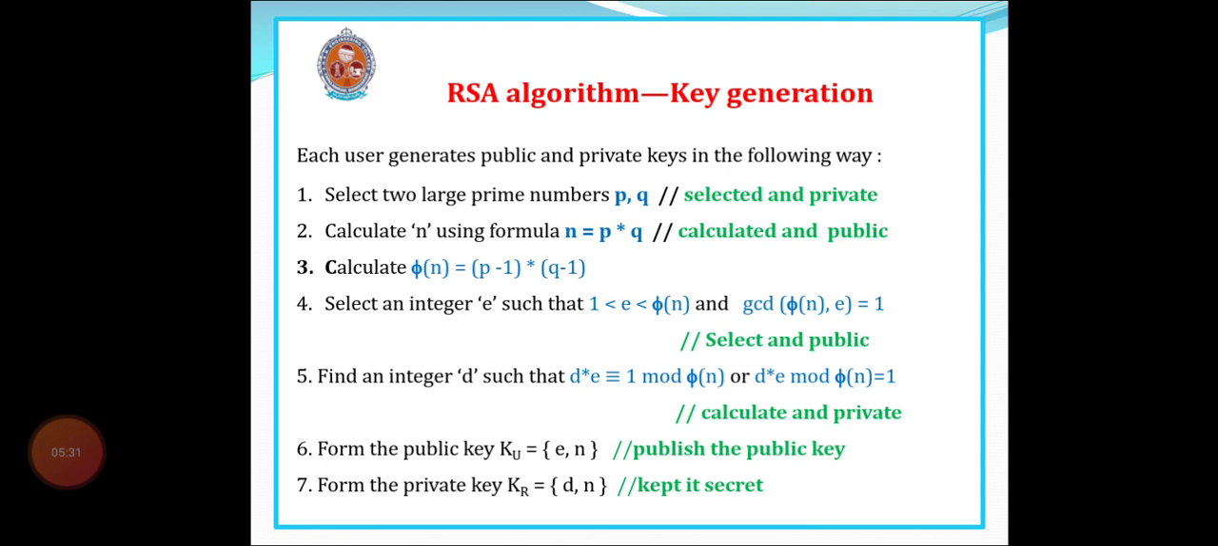In this way the two keys are generated. One key is the public key e comma n and the other key is the private key d comma n. This key generation process can be done by each user. So at the end of this key generation process, both the sender and receiver have their own public key and their own private keys. The public keys are kept public and the private keys are kept secret.